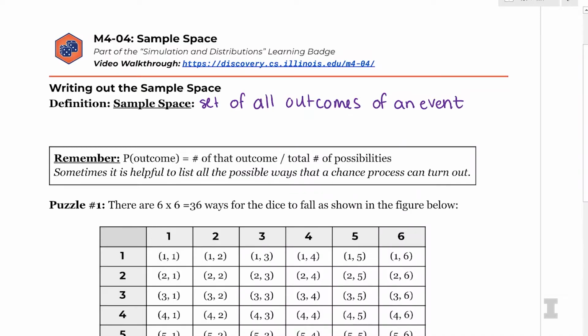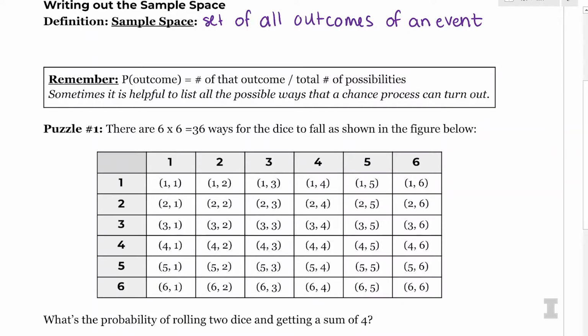Remember, if we're looking at the probability of a certain outcome, that's just going to be the number of that outcome divided by the total number of possibilities. So if you have the sample space all listed out, you can count how many possibilities there are and then count how many of those outcomes there are to find the probability. And like I said, sometimes it's helpful to actually list this out.